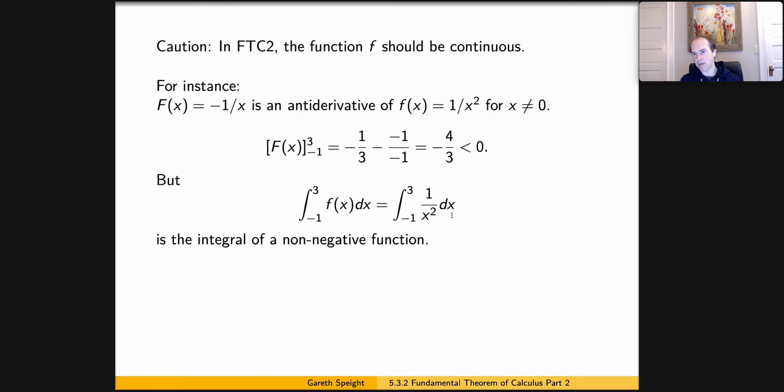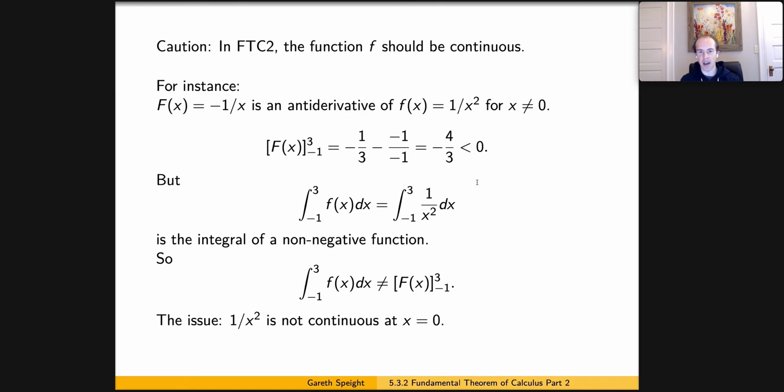So these two sides cannot be equal. Here we're integrating something which is non-negative. Here we have something that's negative. So there is no chance that these could be equal. So in this case, FTC part 2 does not make any sense. It doesn't work. And as you can guess, the problem is that the thing we're integrating, f of x, is not continuous at 0. So there is no reason FTC part 2 should work because the function is not continuous.